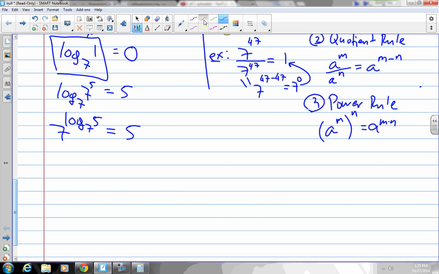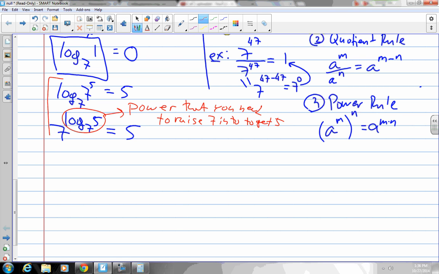Because this thing is the power that you need to raise 7 to get 5, right? Log base 7 of 5 tells you to what power to raise 7 to get 5. Well, here I'm raising 7 to that power, so I better be getting 5. Because that's what log base 7 of 5 is. It turns 7 into 5, and I'm raising 7 to that power now. Does that make sense? This one is a lot trickier than the first one. First one, yeah, that makes sense.